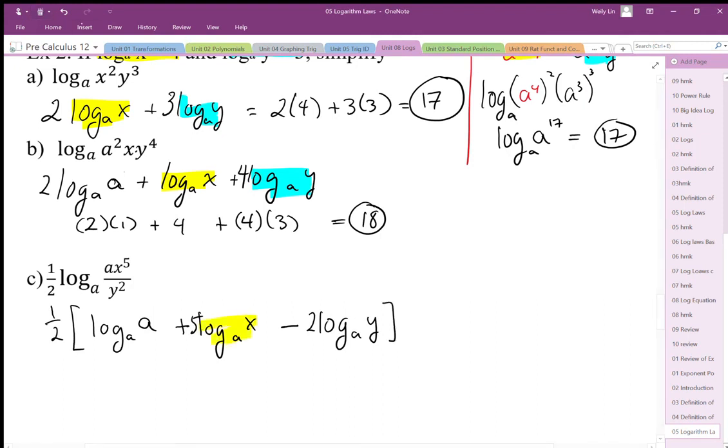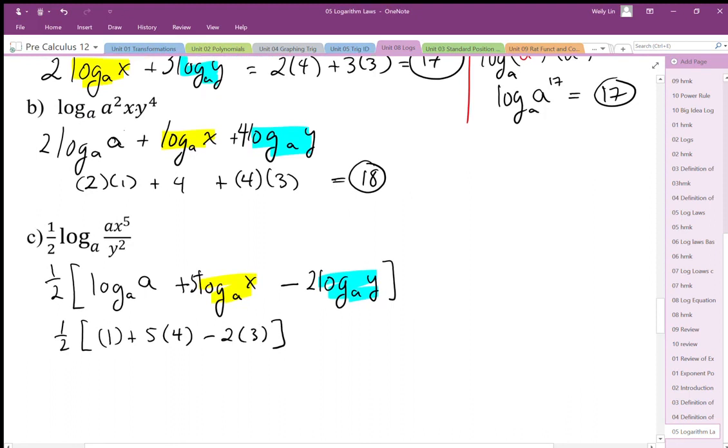Okay, I'm going to work out these numerical values. That's equal to 4. This one is equal to 3. And I'm going to substitute in my 4 and 3 into this expression now. So I get 1/2, log base a of a is 1, 5 times 4, minus 2 times 3. Simplifying that all out, I get 20 minus 6 is 14, plus 1 is 15. I get 15 divided by 2 is my final log answer.